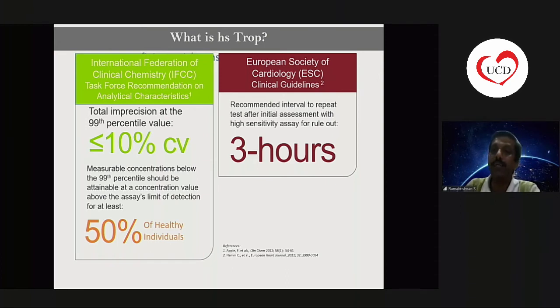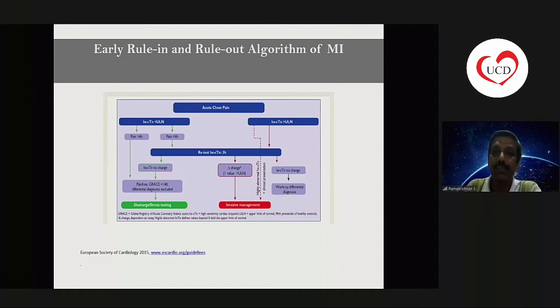So the recommended interval to repeat the test after the initial high sensitivity troponin for rule out is suggested to be 3 hours. So I think you have to make sure which troponin you are using in your setup, and based on that you have to strategize how to discharge or admit the patient and send the patient for angiogram. These are the various algorithms that are suggested currently, either early rule in or rule out algorithms.